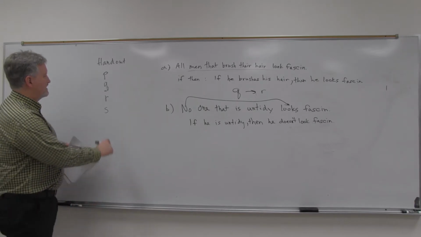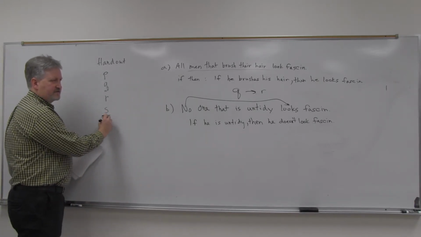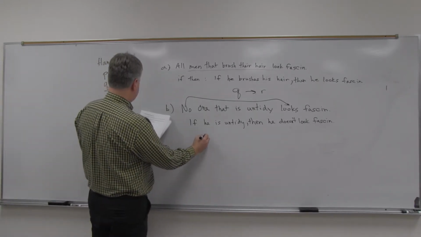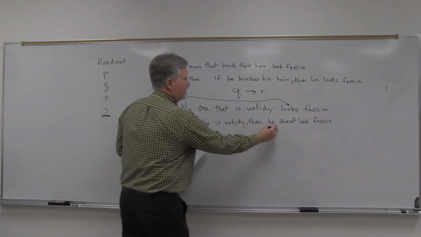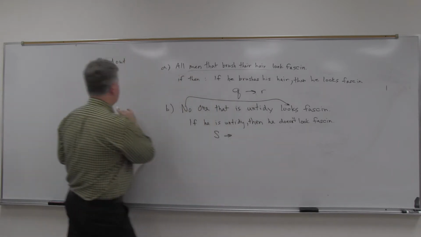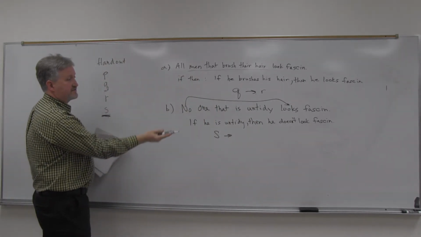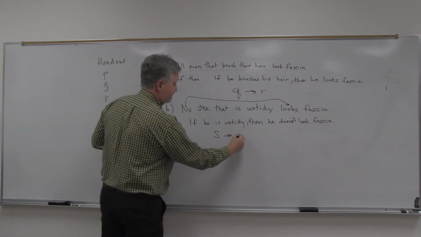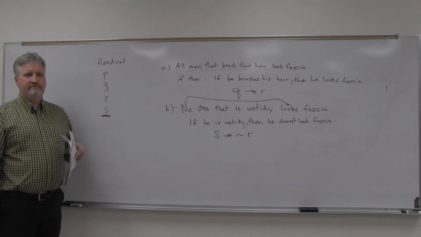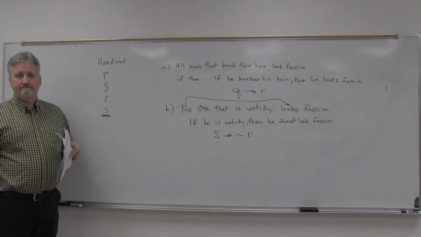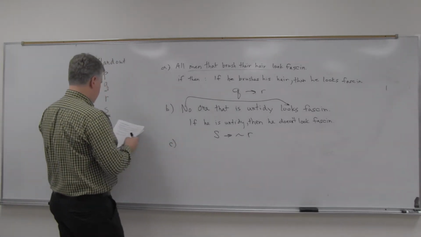All right, now, he is untidy, that's the S statement. So that's S. He does not look fascinating. Well, the fascinating one is R. This doesn't look fascinating, so that's not R. So that would be the symbols for that. Okay? All right, then C, one more, then we're ready.